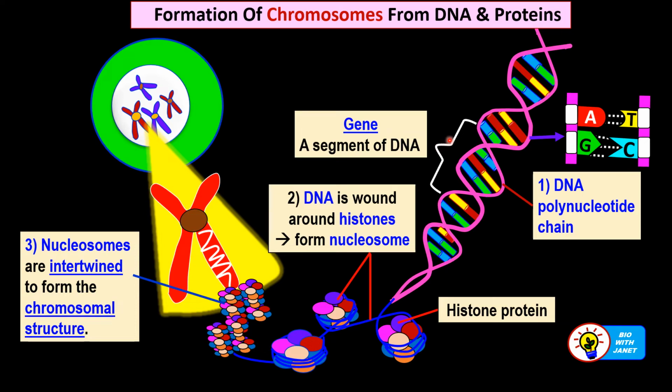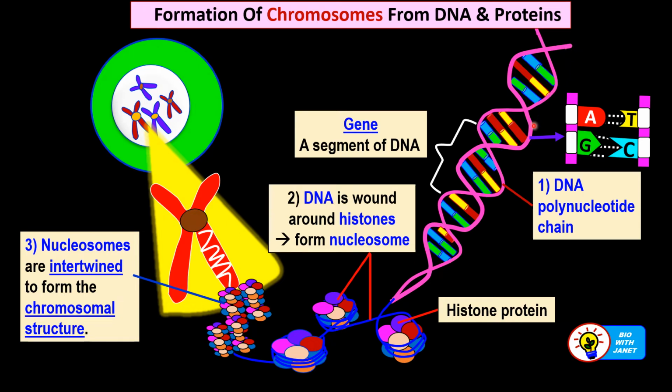Here is a complete diagram showing the formation of chromosomes from DNA and proteins. Let's start with a cell. In a cell, there is a nucleus, and in the nucleus, there are many chromosomes. Each chromosome is actually made up of a long DNA molecule that is wound around proteins called histones. So let's start with the DNA molecule here.